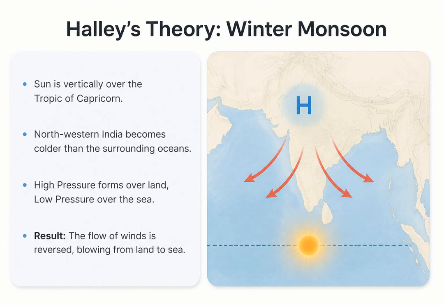In the winter, the mechanism reverses. The sun moves south over the Tropic of Capricorn. The massive landmass of northwestern India cools down rapidly, becoming much colder than the surrounding Arabian Sea and Bay of Bengal. This creates a high-pressure zone over the land and relatively lower pressure over the water. Consequently, the winds reverse direction, flowing from the dry land out to the sea, resulting in the winter monsoon.